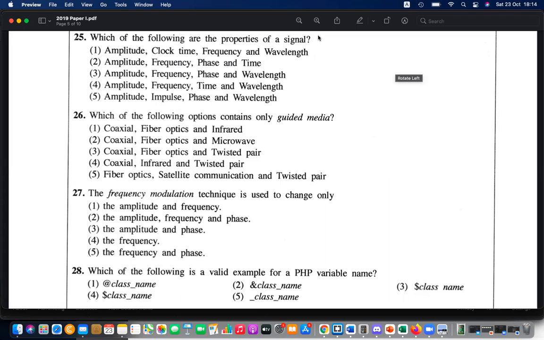Amplitude. A signal has different properties. Among them, amplitude means the power of the signal or the height of the wave. Height of the wave or power of the signal, we can call that amplitude.